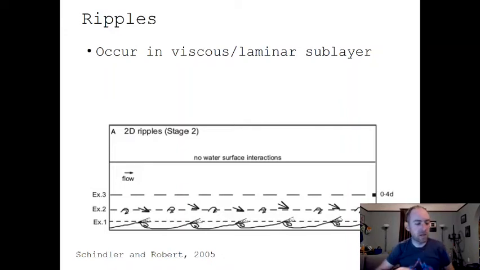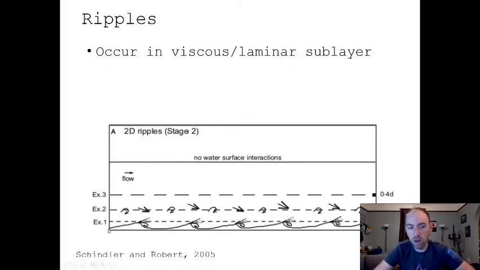Ripples tend to occur in a laminar flow sublayer, so where flow is not necessarily very turbulent. So if you have a relatively deep flow that is not moving very fast, you might not have a lot of turbulence that impinges directly on the bed, and so you end up with a layer towards the base of the bed that is predominantly driven by laminar flow. So the flow near the bed is not turbulent. In that case, you can get ripples.